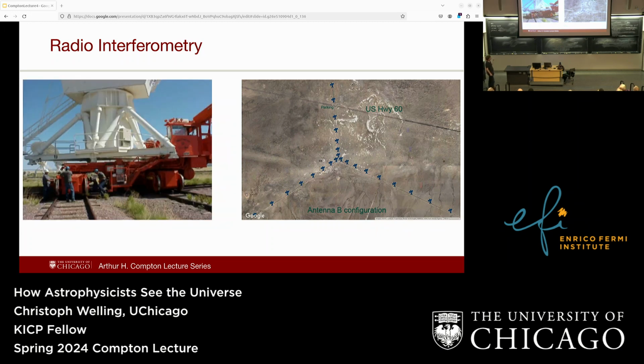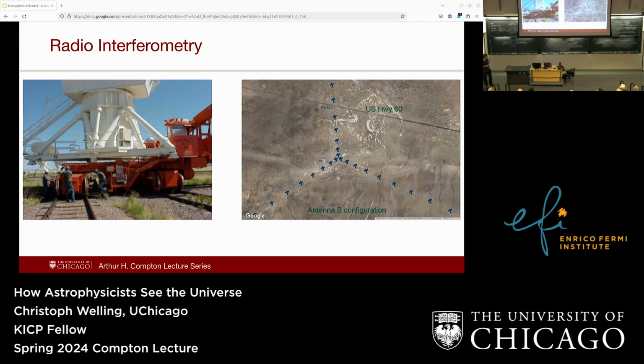And with a very large array, what you can actually do is you load these dishes up on this little kind of cart thingy on rails, and you can just put them at different positions. You cannot put them anywhere you want because you need cables and stuff, but you can change the layout depending on what kind of picture you actually want to take.